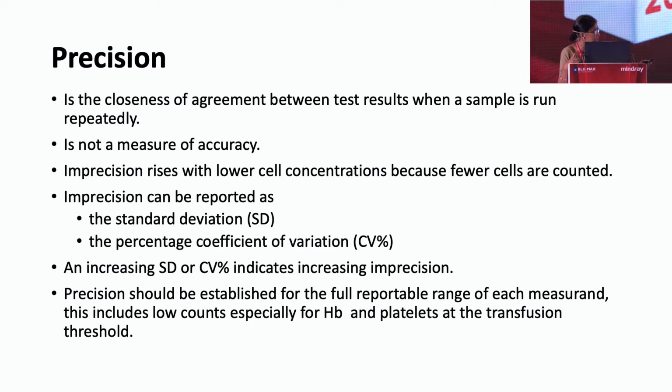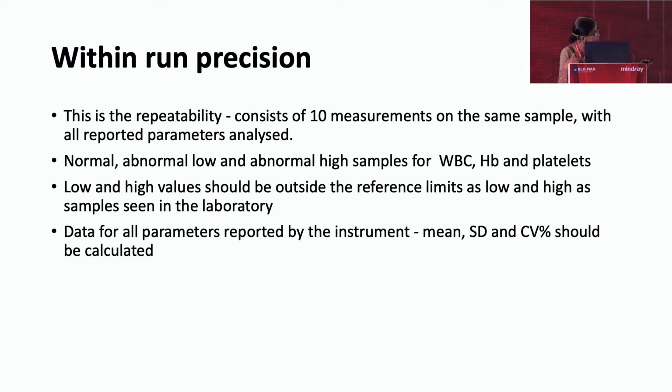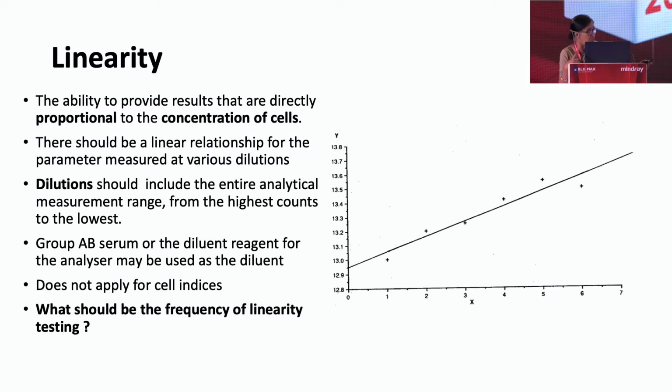Precision should be established for the entire reportable range of a parameter, and this would obviously include low counts, especially for hemoglobin and platelet, as I mentioned, at the transfusion threshold. Within run precision is also equally important. It's important to include normal and abnormal samples that we referred to.